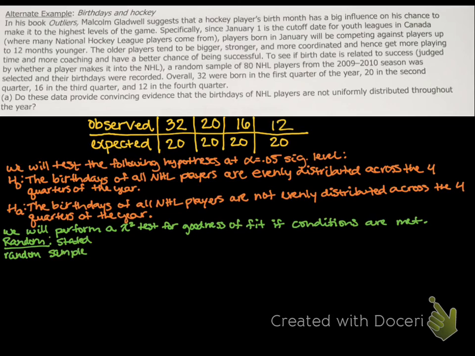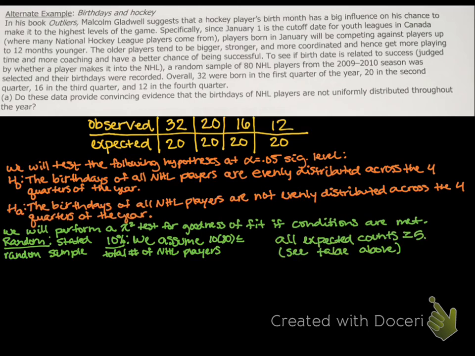Random, it stated it was a random sample. 10%, we assume 10 times 80 is less than or equal to the total number of NHL players. And I believe I read somewhere that there were 870 something players during that time. So less than 900, but more than 800. And then all expected counts are greater than or equal to 5. See the table above. All right? So degrees of freedom is number of categories minus 1. There's 4 categories because there's 4 quarters. So 4 minus 1 is 3.